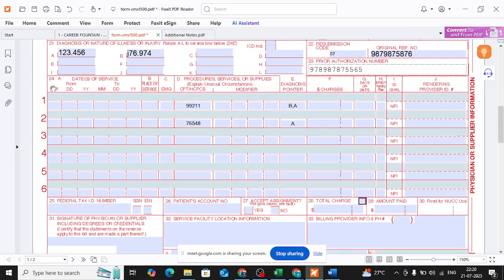Now box number 24 starts from here and ends up to here. So box number 24A to 24J. Box number 24A has the date of service. Again it is MM, DD, and then YY.